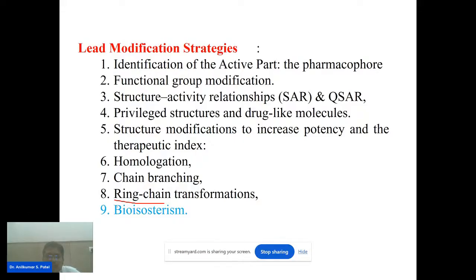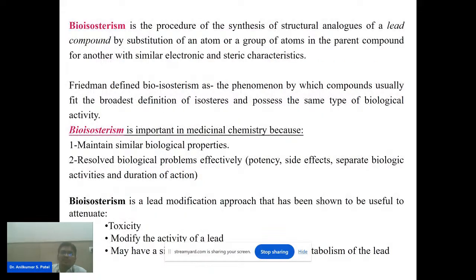But here I have highlighted bioisosterism. So we are going to particularly focus on bioisosterism and other drug discovery processes. Okay, so I am moving ahead to the lead modification strategy, particularly bioisosterism. So first, what do we call bioisosteres?